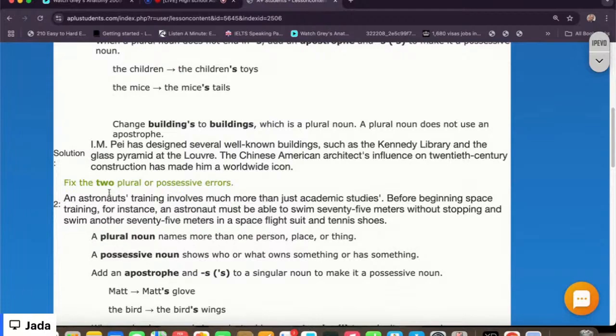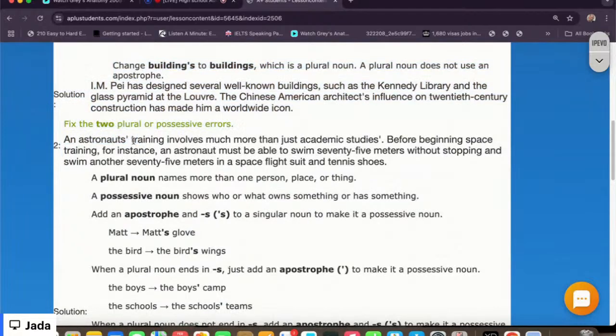So fix the two plural and possessive errors. So we have this over here. And astronauts, so you see it's already in the plural form and then the apostrophe was added afterwards. So an astronaut's training involves much more than just academic studies. Before beginning space training, for instance, an astronaut must be able to swim 75 meters without stopping and swim another 75 meters in a flight suit and tennis shorts.